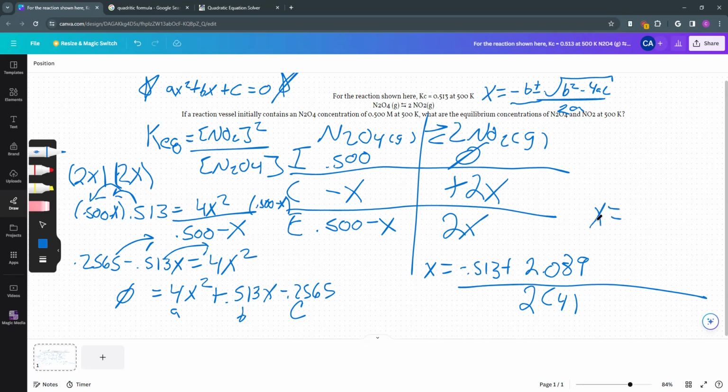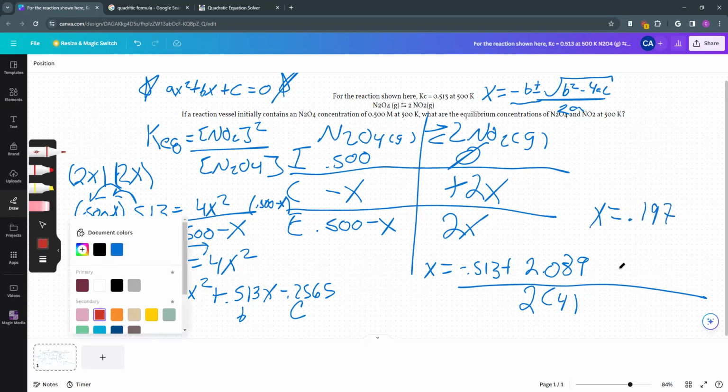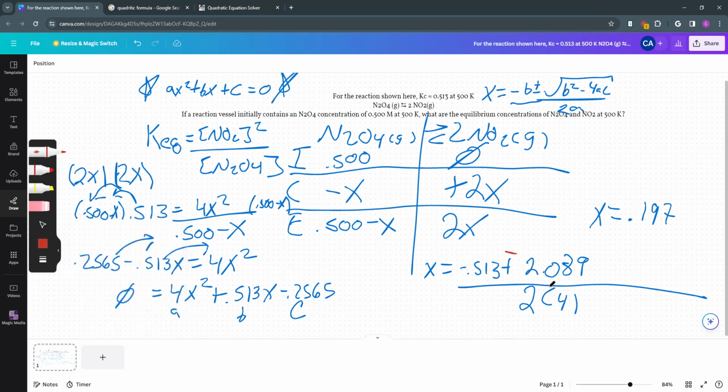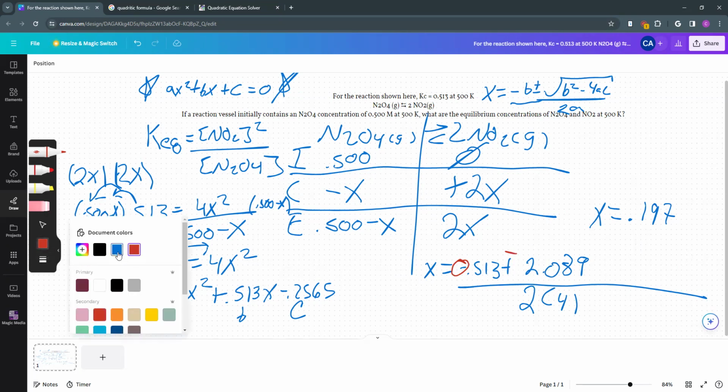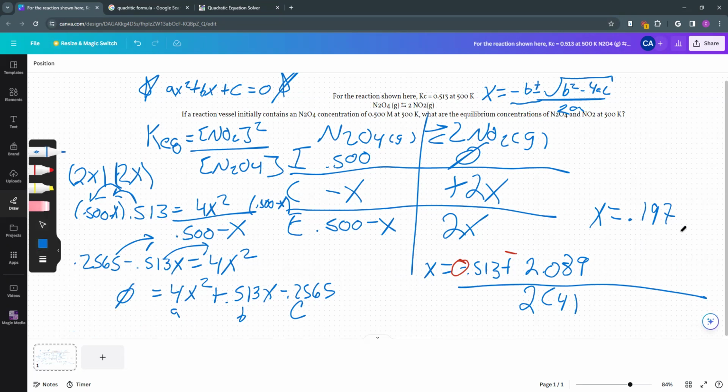So x equals 0.197. Now, there is another solution where I would have to subtract 2.089, but I can already know I don't need to do that. The reason why is that our B term is negative, and if I subtract 2.089, it'll become like negative 2.6 divided by 8. X would be a negative term. I can't have a negative concentration, so it has to be my positive, right? And remember, the question says, what's the equilibrium concentration? In the ice table, that's E.